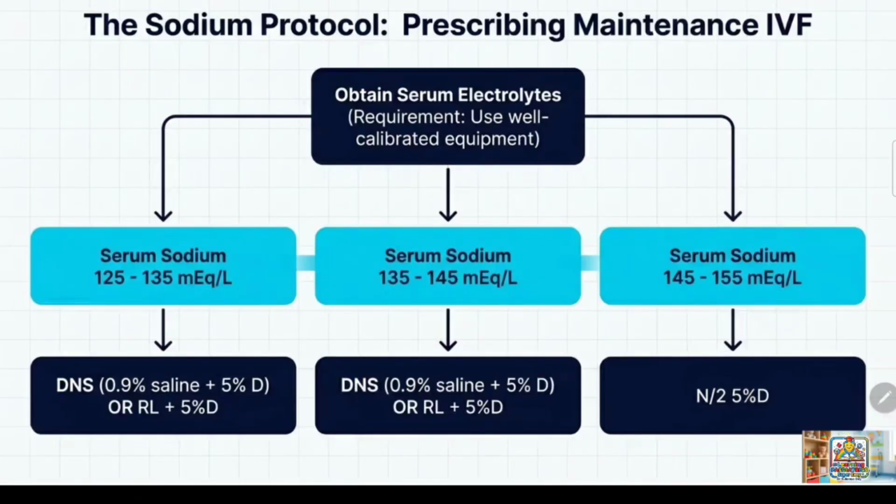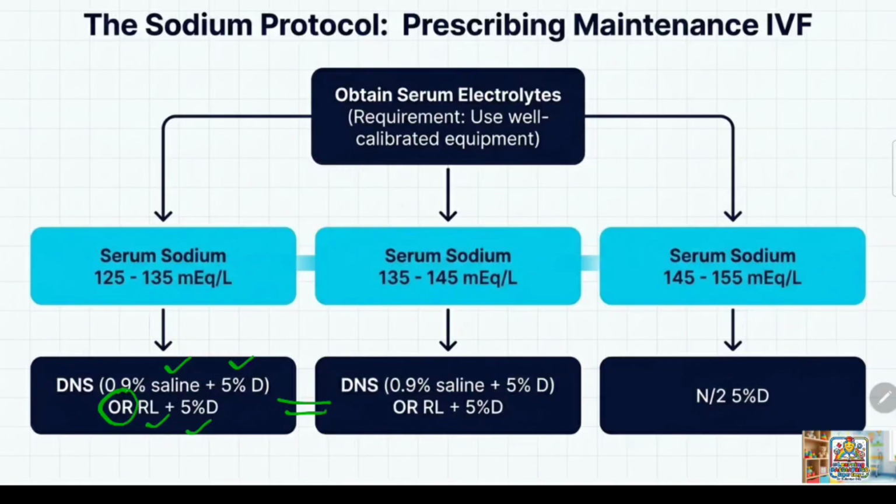Now, before prescribing the maintenance IV fluid, we have to look at the sodium of the patient. If the serum sodium is between 125 to 135, that is the hyponatremic level, we use DNS, that is normal saline with 5% dextrose, or we can use Ringer lactate with 5% dextrose. Okay, if the serum sodium is in the normal range, that is 135 to 145 milliequivalent per liter, we can use the same, that is the DNS or Ringer lactate with 5% dextrose.